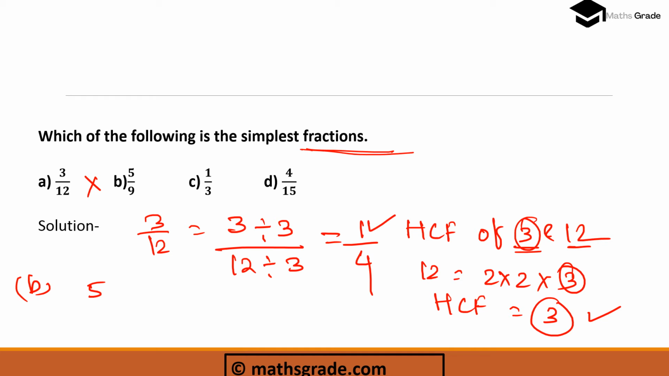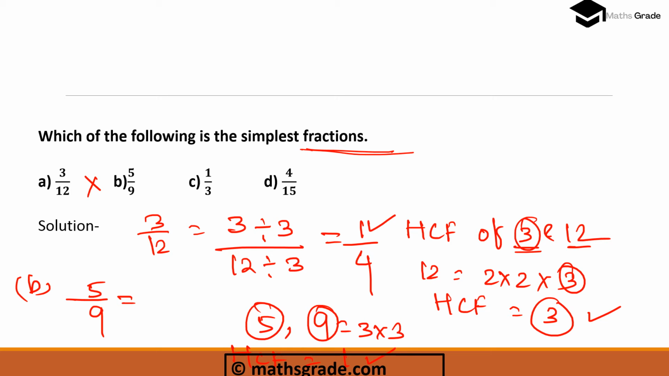Option B, 5 divided by 9. Here we first have to find the highest common factor between 5 and 9. The prime factorization of 5 is 5 and the prime factorization of 9 is 3 multiplied by 3. So there is no common factor between 5 and 9, so it is 1. So the highest common factor between 5 and 9 is 1.